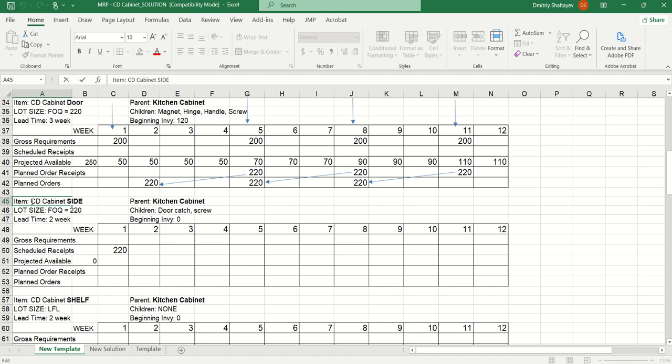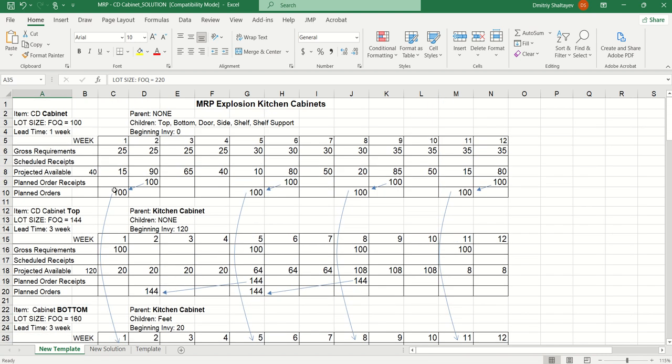Yep, gross requirements are 200, right? I'm going to erase CD cabinet from here. Gross requirements are 200. Why 200? Because I have to look at the planned orders of the parent, which is CD cabinet, which are all 100. Multiply that by 2, because 2 is the quantity of the sides per one parent item, right? 2 sides. So 100 times 2. And the weeks when I need these sides are 1, 5, 8, and 11.